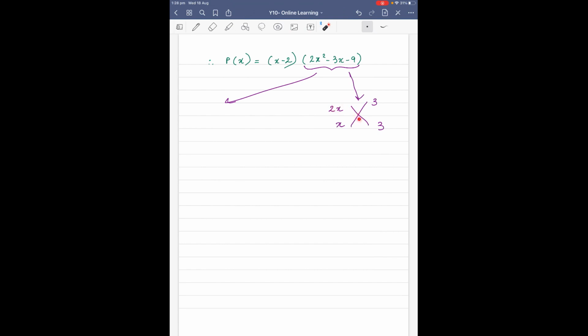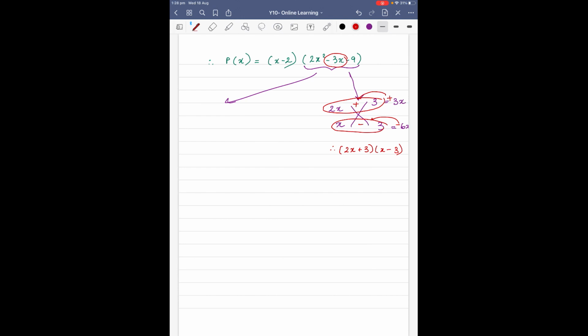So 2x times 3 gives you 6x. Then same thing, x times 3 gives you 3x. And your ultimate goal is to have minus 3x. So we can have minus 6x plus 3x gives you minus 3x. We're going to transfer this into here. So your first bracket is going to be 2x plus 3. The minus sign I'm going to transfer into here. So therefore, when you factorize that, these would be your two brackets.